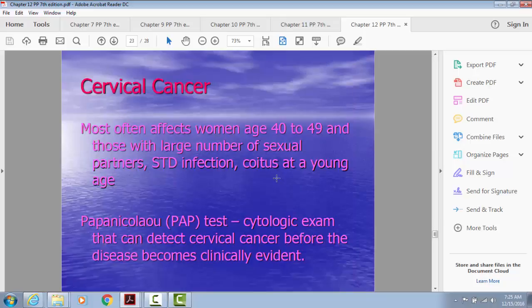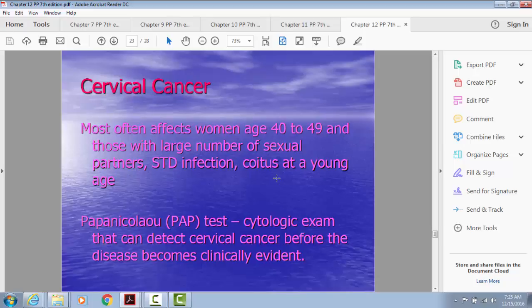Cervical cancer then most often affects women ages 40 to 49, and those with a large number of sexual partners, a previous STD infection, and sexual intercourse at a young age. So when females go in for their yearly exam, sometimes they will ask questions like, how many sexual partners have you had? Have you had a STD infection in the past? And how old were you when you began having sex? And that's to determine the risk factors for a potential cervical cancer patient.